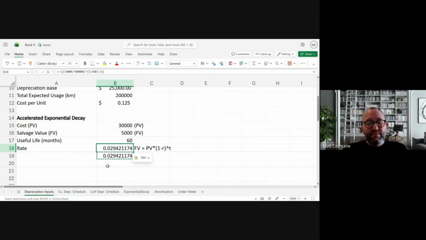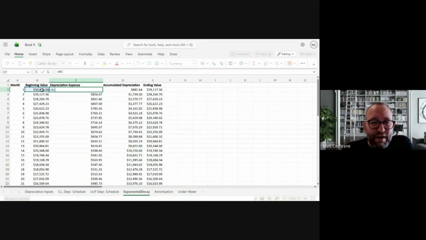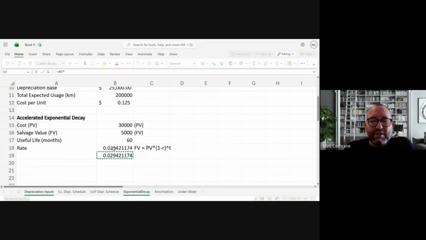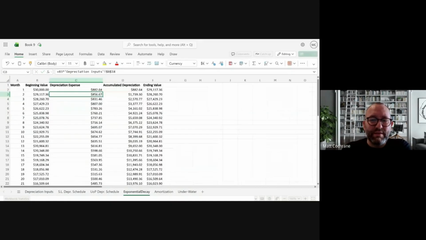So the next step, we want to create the exponential decay depreciation schedule. Now, I've already done this, but I'll walk through the steps so that you have clarity. We've got our 30,000 here. Our depreciation expense is just going to be equal to our beginning value multiplied by this depreciation rate. But we want to keep that anchored, so we're going to put dollar signs before the B and dollar signs before the 18. That gives us a depreciation expense in month 1 of 882.